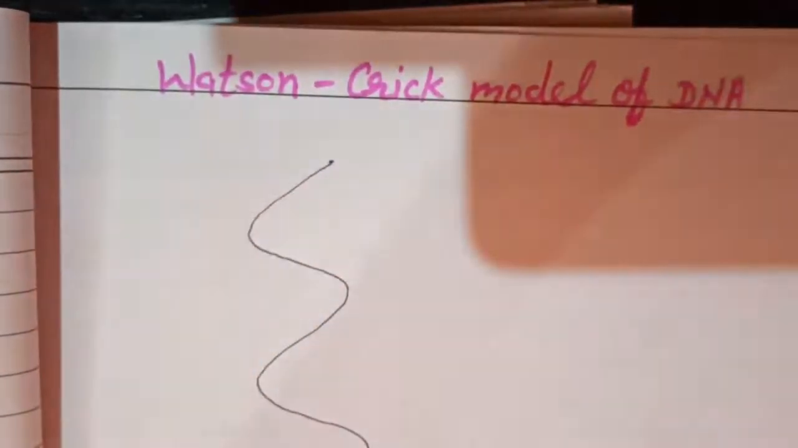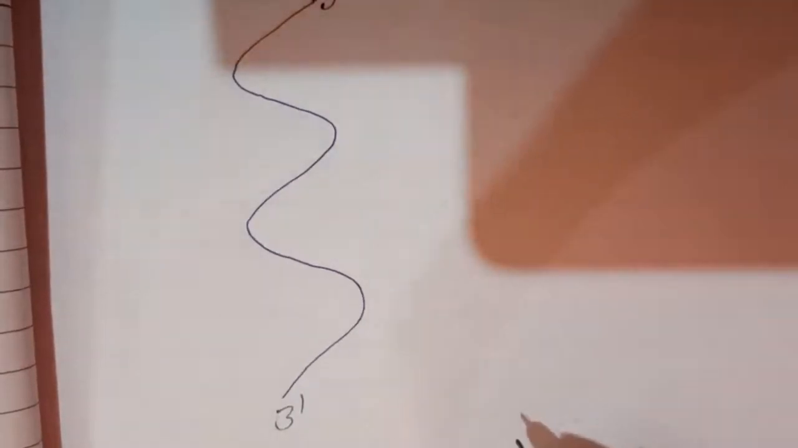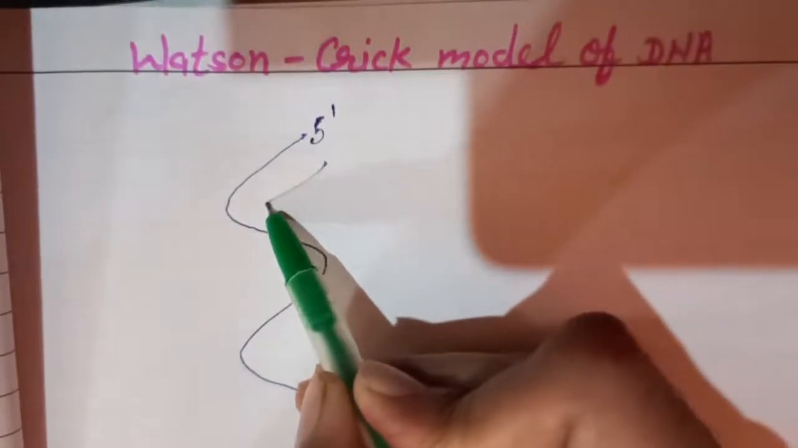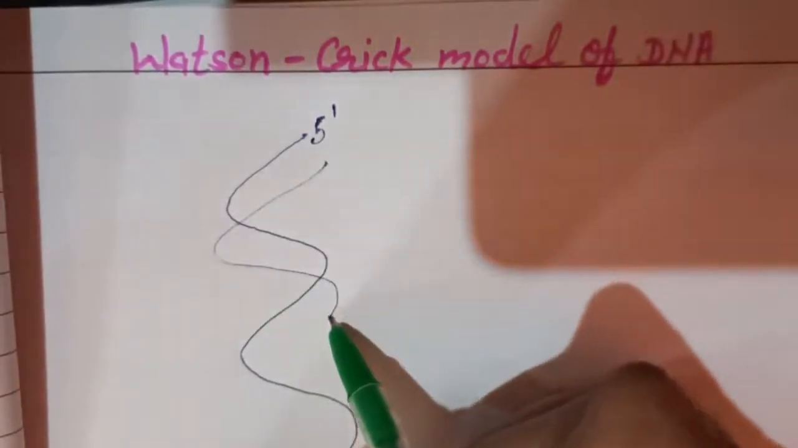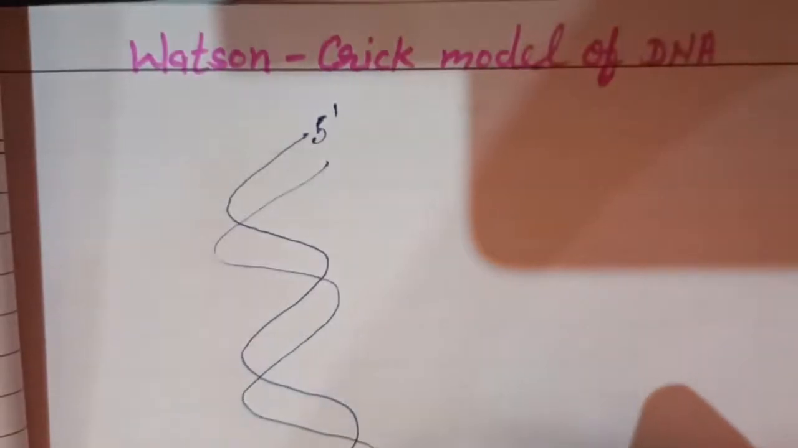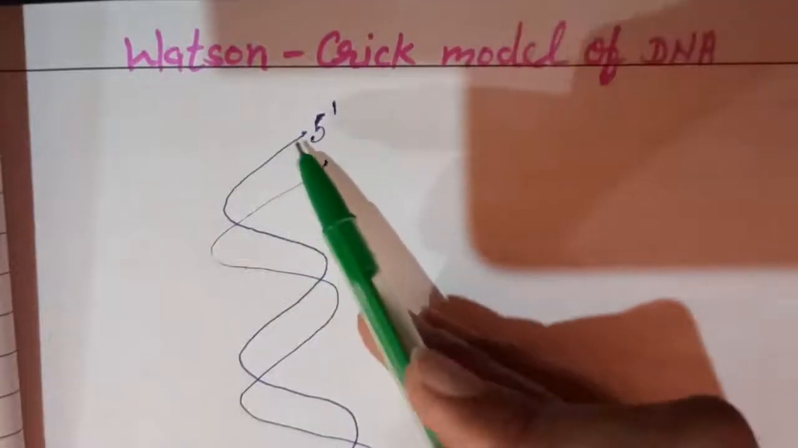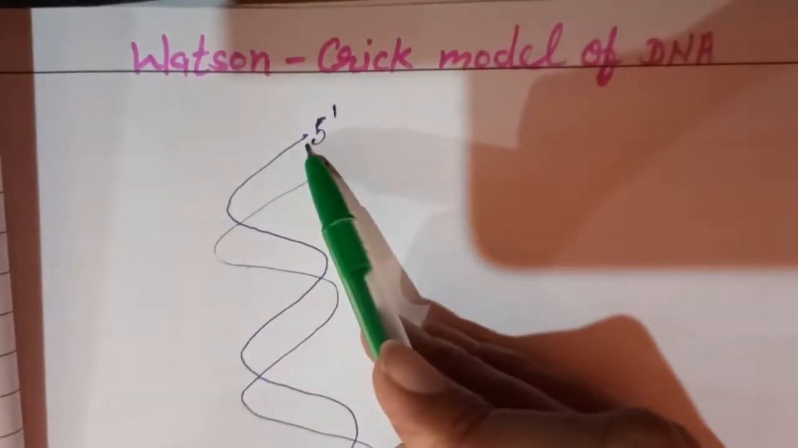So first we have made this one polynucleotide chain. This is having polarity 5 prime to 3 prime, right? Now, two such anti-parallel chains are present in DNA. That's why we are making its anti-parallel chain here. Anti-parallel means one strand is having 5 prime polarity here.